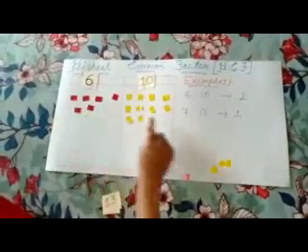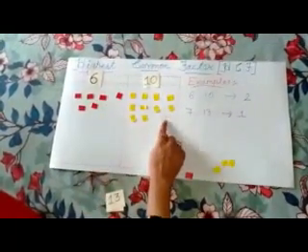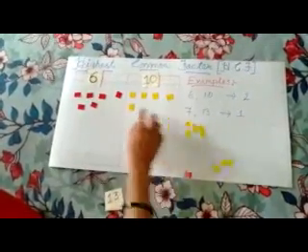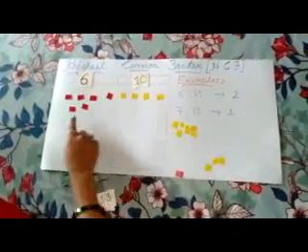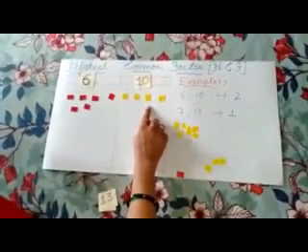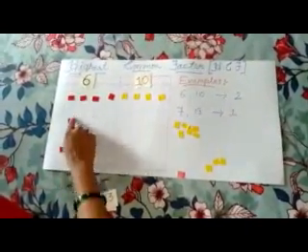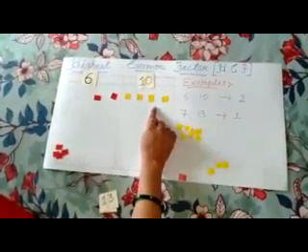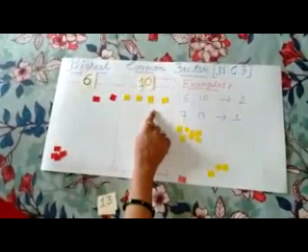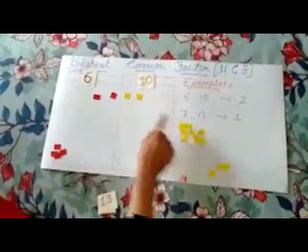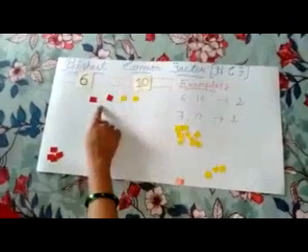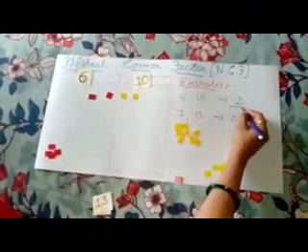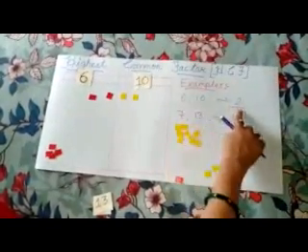Now 6 is smaller than 10, so I will remove 6 from here. 1, 2, 3, 4, 5, 6. Now here 4 are left and here 6. Now 4 is smaller, so I will remove 4 from here. 1, 2, 3, 4. Now here 2 are left and here 4. So 2 is smaller than 4, so I will remove 2 from here. 1, 2. Now you can see on both sides the numbers are the same, that is 2 and 2. So the HCF of 6 and 10 is 2.